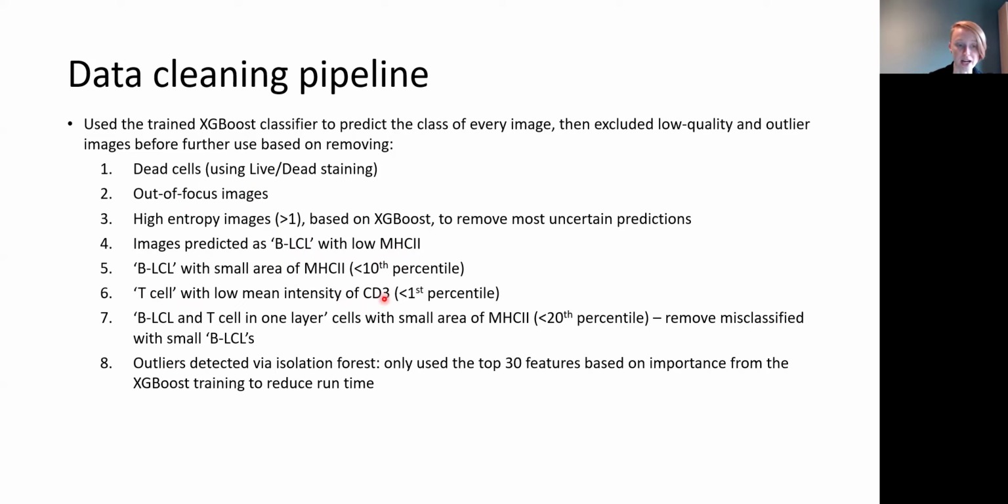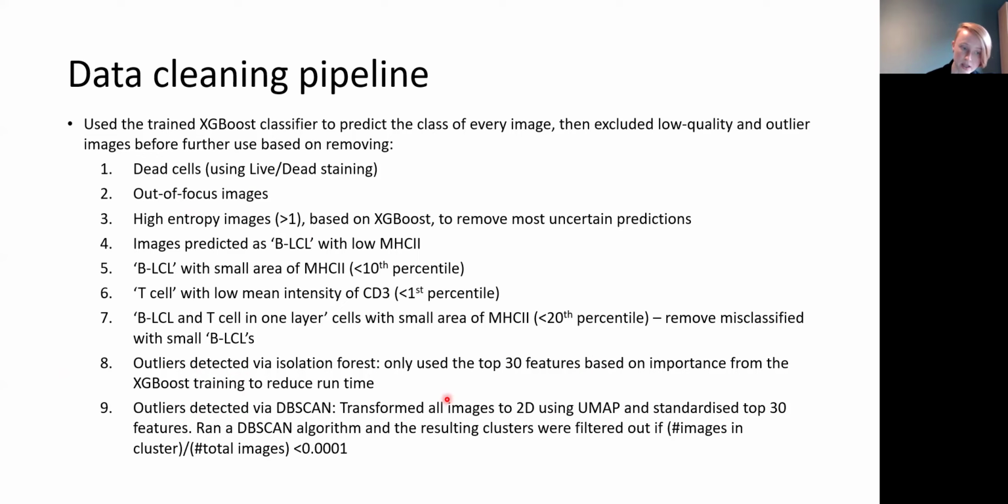They also removed outliers using a couple of different methods. So via something called isolation forest, which essentially is a similar thing. So it's based again on trees. This time it's binary trees, and essentially anything that gets split out from the rest of the data high up in those trees is identified as an outlier. For this, they only used the top 30 features based on the importance from the XGBoost training so that it didn't take so long to run.